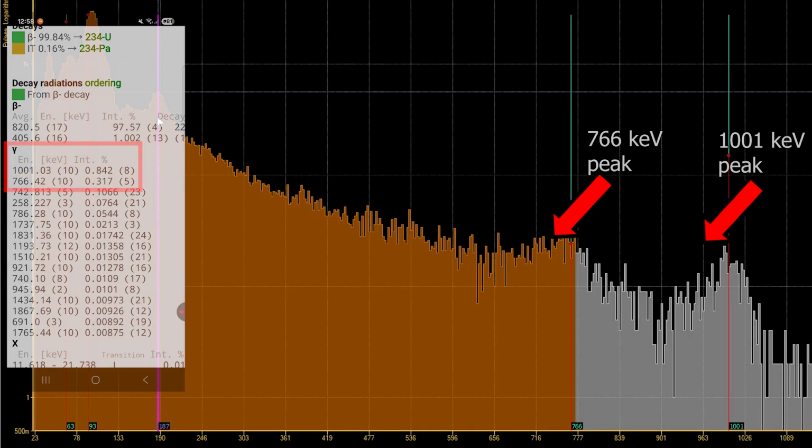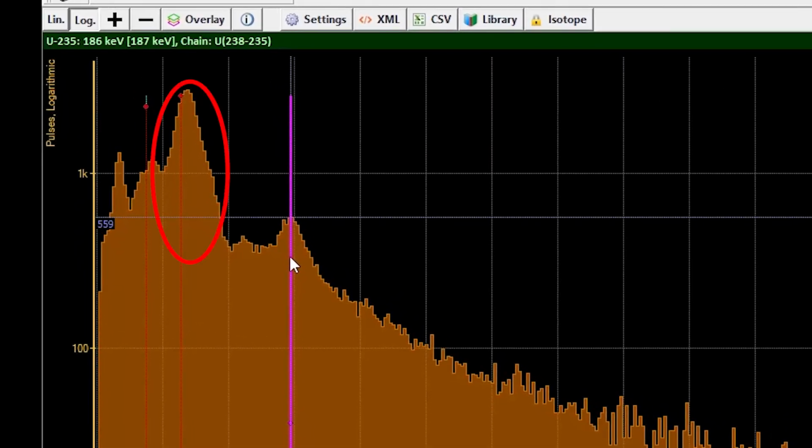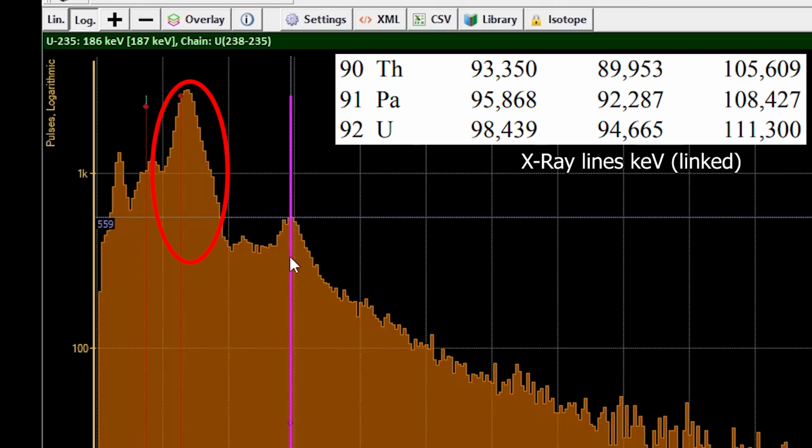The 93 line is a uranium X-ray line. So in most cases, this larger peak is a combination of A, the detector efficiency, which peaks at this energy range, and B, the X-ray lines from uranium at 93 kiloelectron volts to 98 kiloelectron volts, and thorium at 89 to 93 kiloelectron volts. These effects all overlap, and then we have something like this in the spectrum.